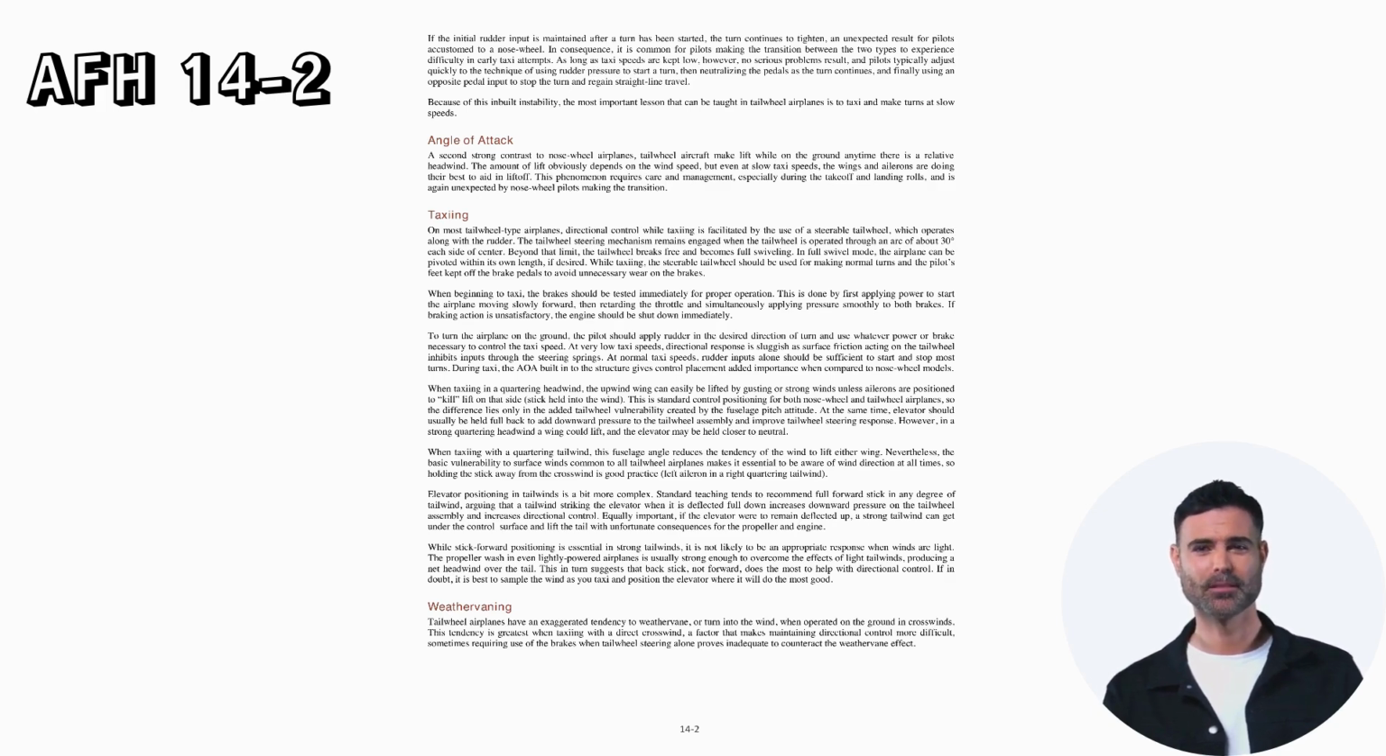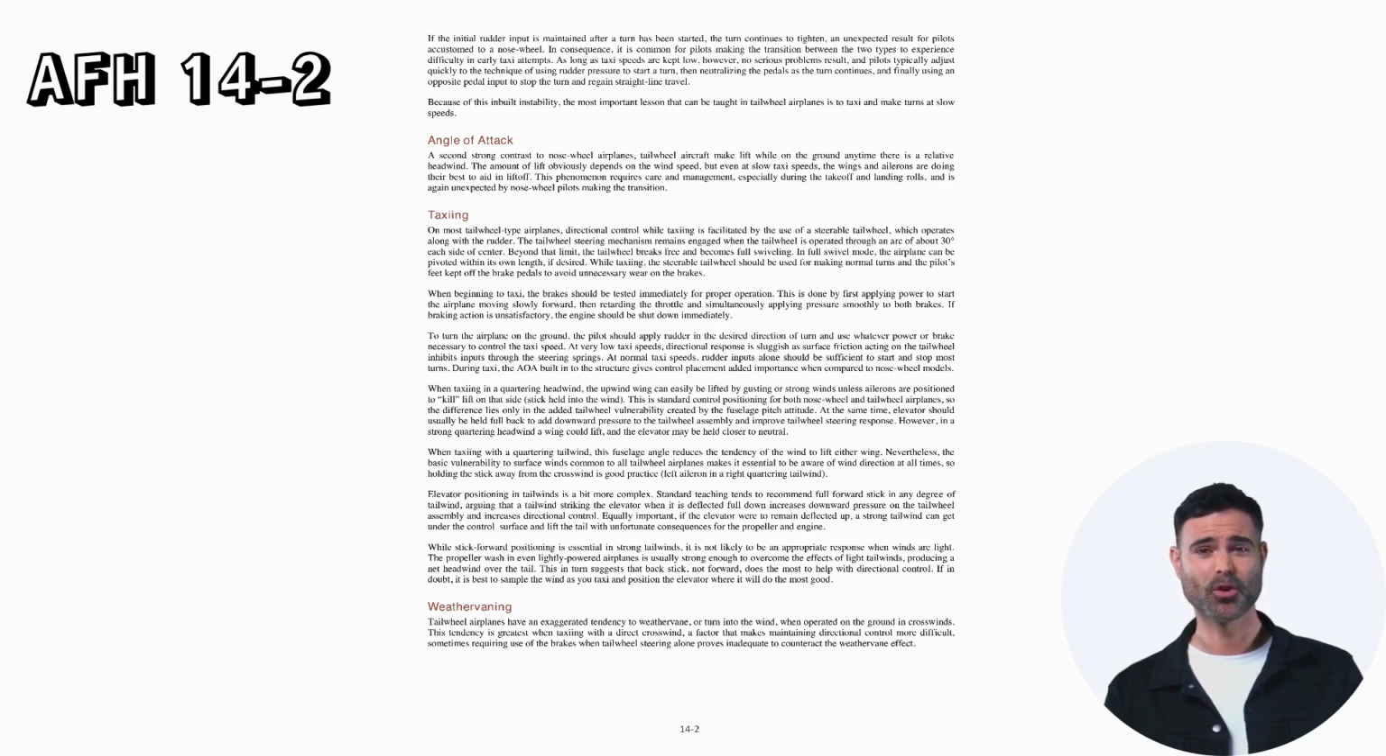Taxiing. On most tailwheel-type airplanes, directional control while taxiing is facilitated by the use of a steerable tailwheel, which operates along with the rudder. The tailwheel steering mechanism remains engaged when the tailwheel is operated through an arc of about 30 degrees each side of center. Beyond that limit, the tailwheel breaks free and becomes full swiveling.